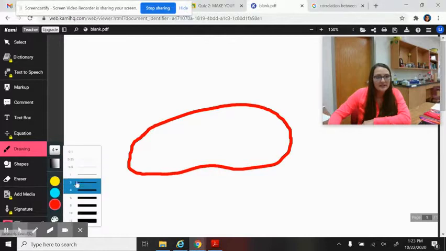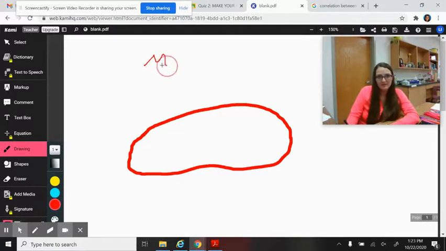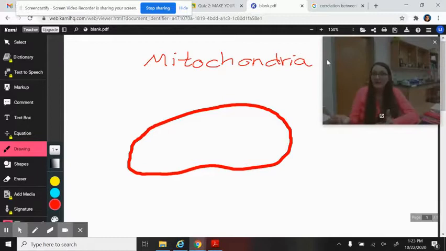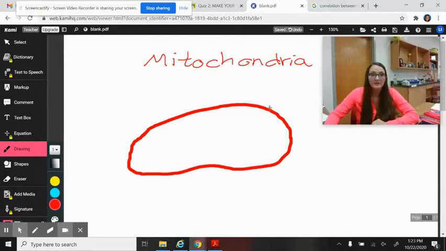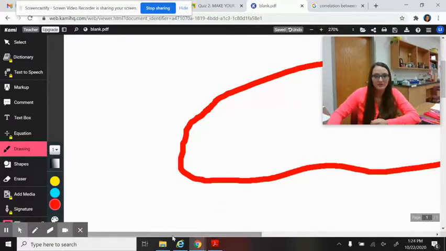So let's start labeling that. So up here, I'm going to write at the top of the page, mitochondria. All right, so now we know what organelle we are dealing with. Something else that might be helpful is to talk about cellular respiration and what it is, where does it start, what's the process. So we're going to zoom in, so I don't overwhelm you. Let me zoom in a little more.